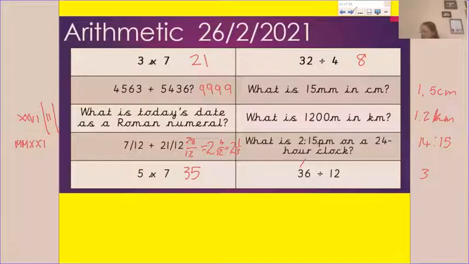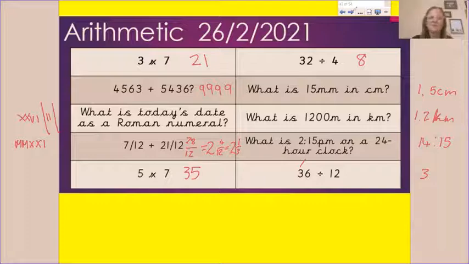Okay, as you can see, I have written the answers on the side here. It's a little untidy, but you can see. So 3 times 7 is 21. 4,563 plus 5,436 is 9,999. A nice simple way of working that out mentally would have just been to add each of the numbers. So if we start with our ones, 3 plus 6 is 9. Our tens, 60 plus 30 is 90. Our hundreds, 500 plus 400 is 900. And then our thousands, 4,000 plus 5,000 is 9,000.